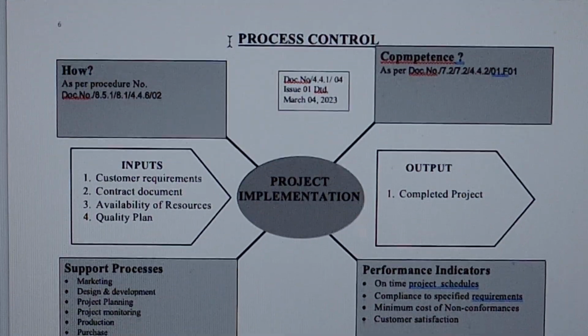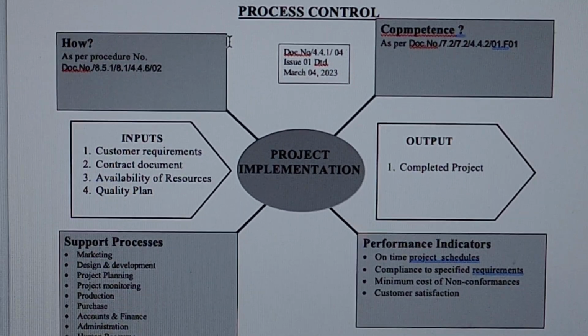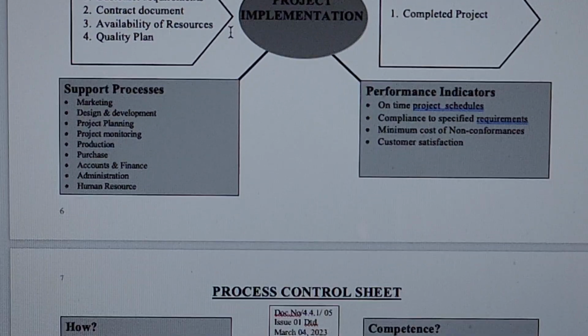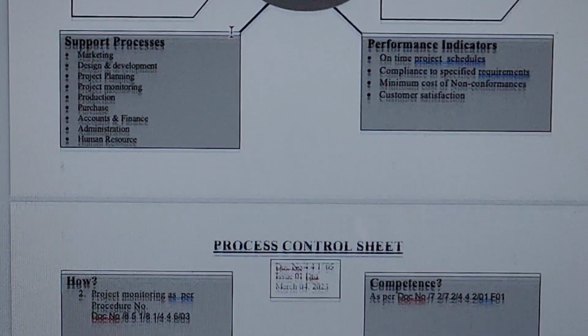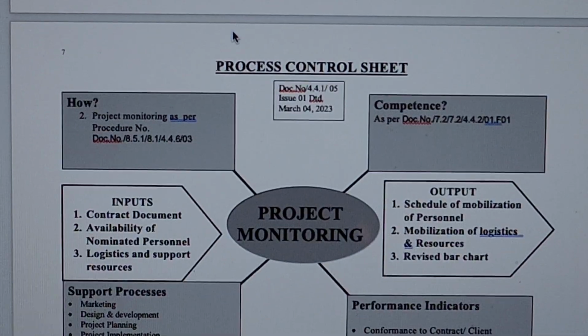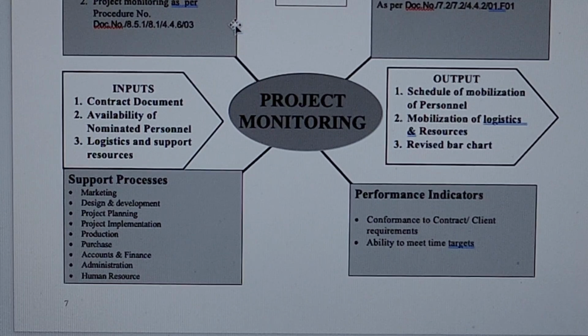And then comes the project implementation. So the information in a similar manner is described here, and the output here is the completed project. So this is how we prepare the process control sheets, and the next process is project monitoring. In a similar manner, we have given the information here, and you can prepare your sheet accordingly. So all the things are described here.